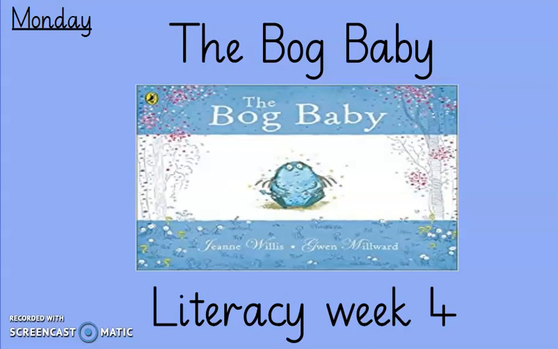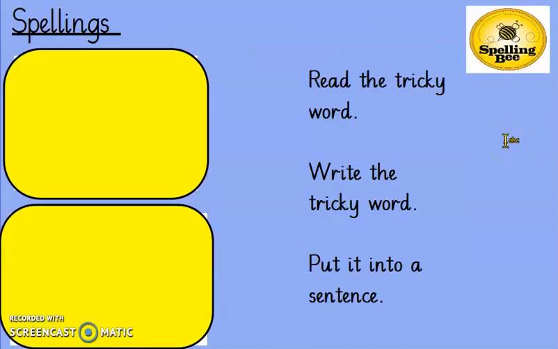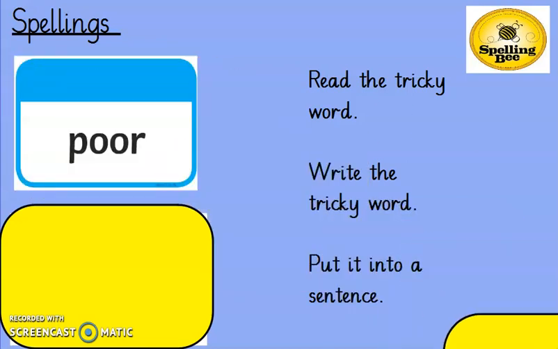We are on week 4. So let's have a look at our spellings. Remember to read the tricky word, write the tricky word, and put it into a sentence. So my turn, then your turn, okay? Your turn. Write the tricky word, carefully copying the spelling. And my sentence would be, the girl is very poor.